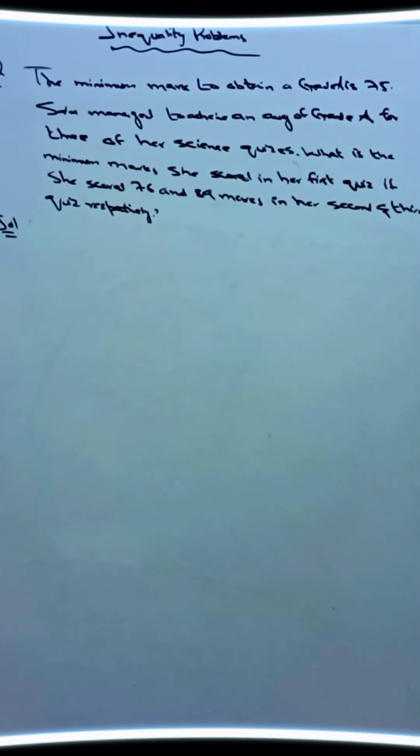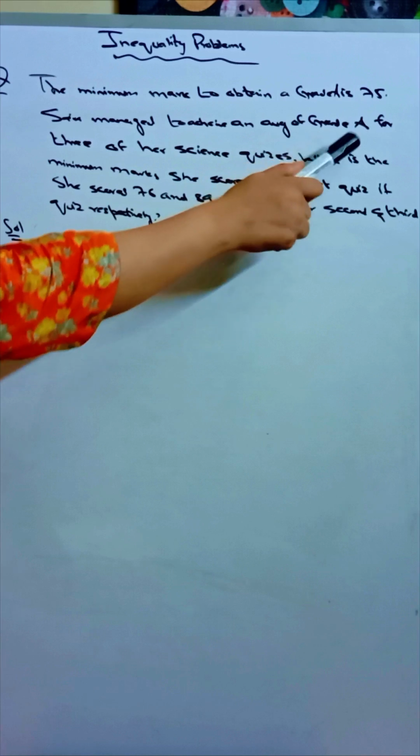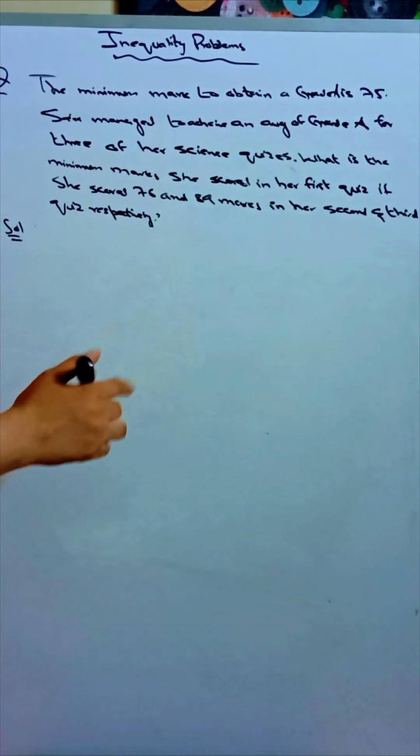Inequality problem. So let's begin. First question: the minimum marks to obtain a grade A is 75. Sarah managed to achieve an average of grade A for 3 of her science quizzes. She wants to attain 75% marks for her grade A.